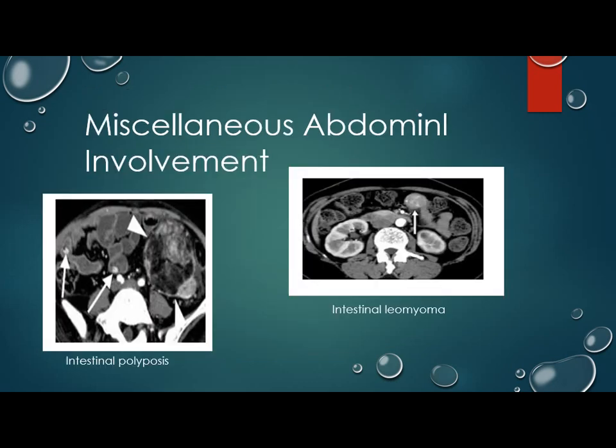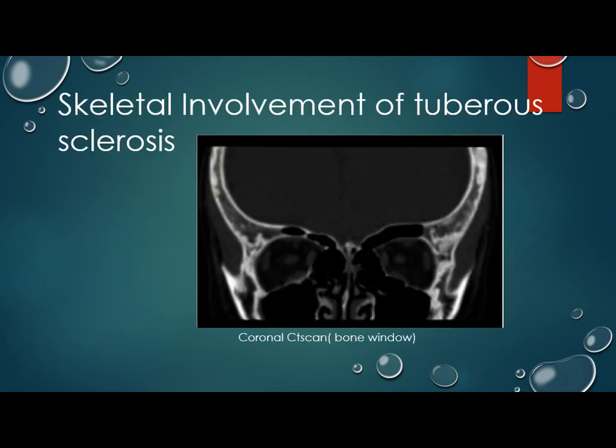And this is miscellaneous abdominal involvement. The most common one is intestinal polyps. These polyps appear from the esophagus to the rectum. And we have other very rare manifestations, which are ulcer, intestinal fibroma, leiomyoma, AV malformation, and even the pancreas is involved, causing islet cell tumor and hypoplasia of the pancreas.